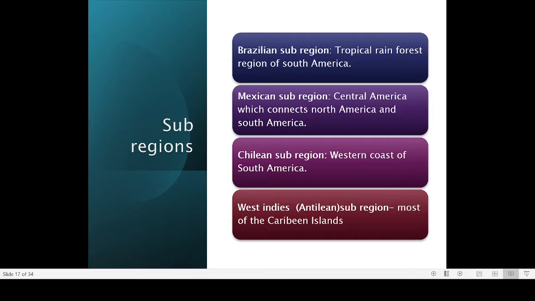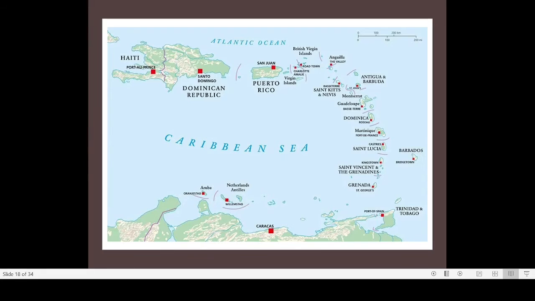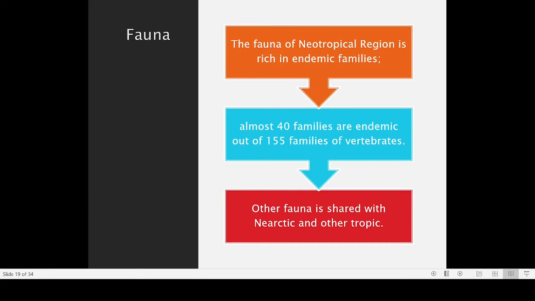So looking at the subregions of South America, or the Neotropical realm, we find 4 subregions. The Brazilian subregion, the Mexican subregion, the Chilean subregion, and the West Indies subregion. These are the 4 subregions of the Neotropical realm. Now let's see what are the important faunistic features, or important animals, present in the Neotropical realm.